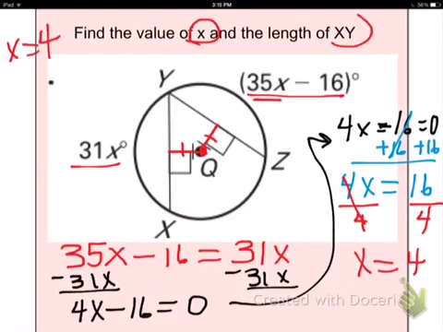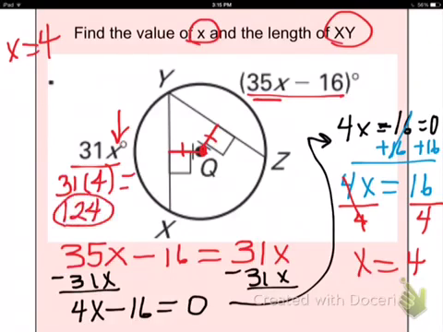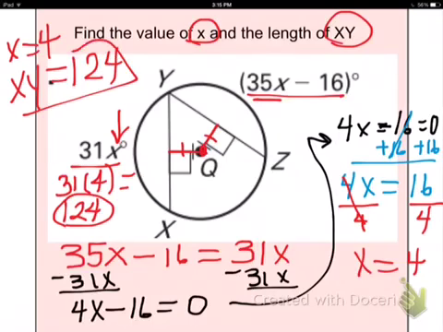Now I want to find the length of XY. So I've got to substitute my 4 in for my X. So that gives me 31 times 4, which gives me 124. So X equals 4, and the length from X to Y is 124. Make sure you answer both parts of the question so you don't get half off.